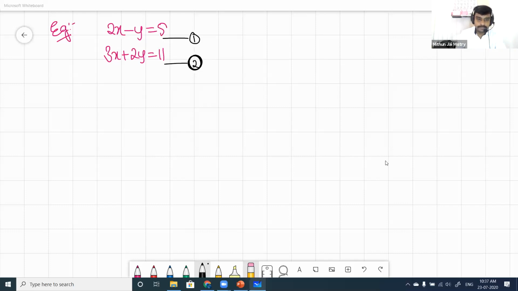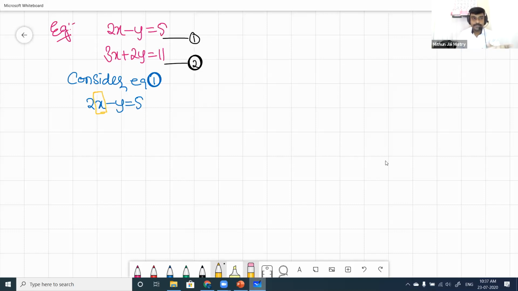So what did I say? Here we are going to consider equation number 1 first. I have considered equation 1, and I am going to write it again. 2x minus y is equal to 5. Now, what will I do? I will try to make x the subject. That means we should transform this equation as x is equal to something. When we are able to change this as x is equal to something, then we say that we have made x the subject.